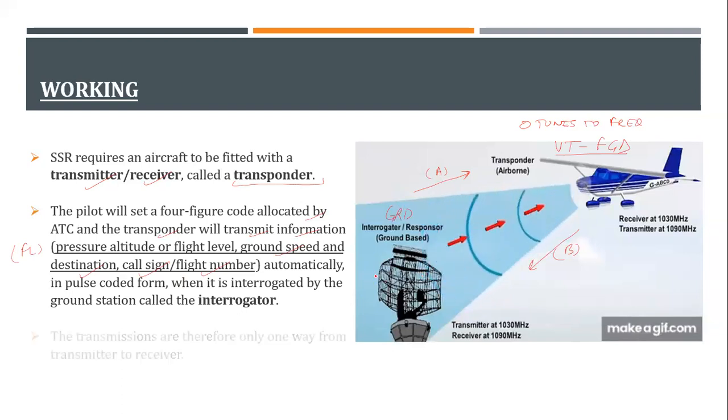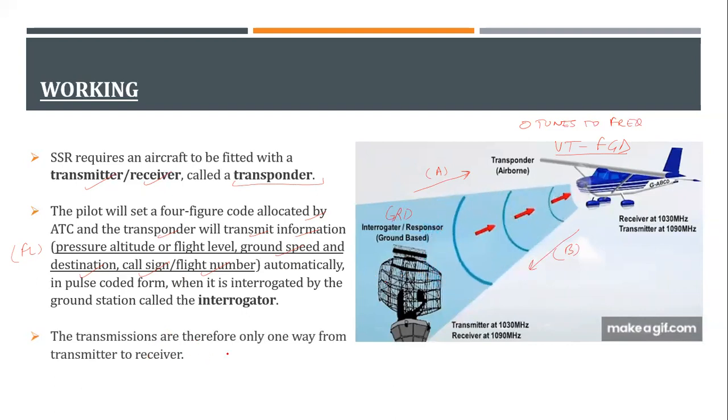Okay. The transmissions are therefore only one way, from the transmitter to the receiver. Then the aircraft becomes a transmitter, the aircraft transmits, and the second one receives.